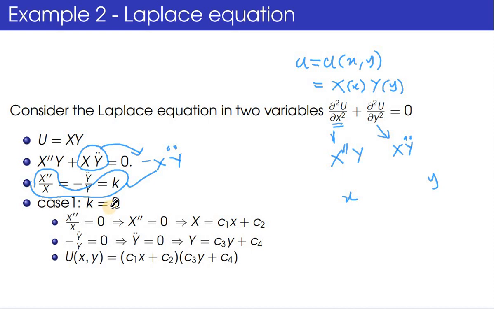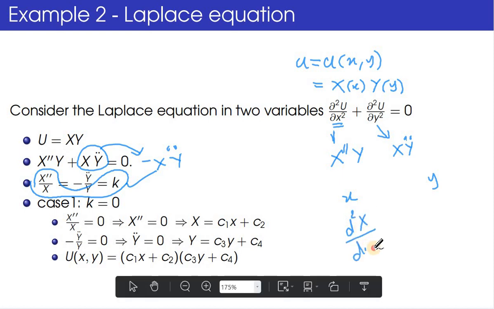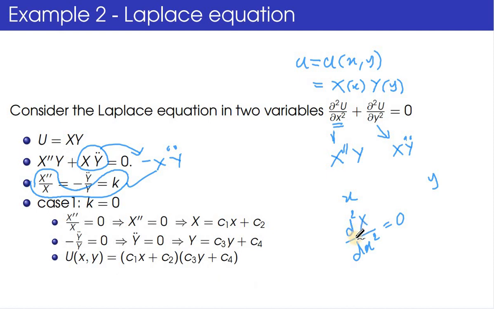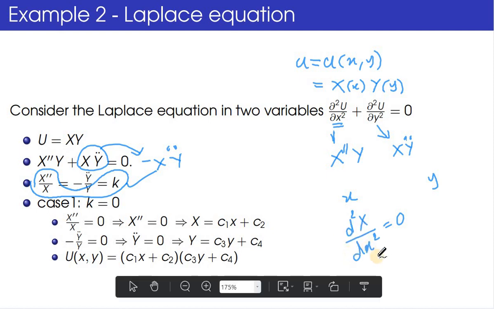So in case 1 I assume k equal to 0, then what I will have is X''/X equal to 0. So that will give you X'' equal to 0. Now X'' means nothing but d²X/dx². And when it is equal to 0, if you integrate it, you get dX/dx equal to a constant, say c1. And if you once again integrate it, you get X = c1 x + c2.